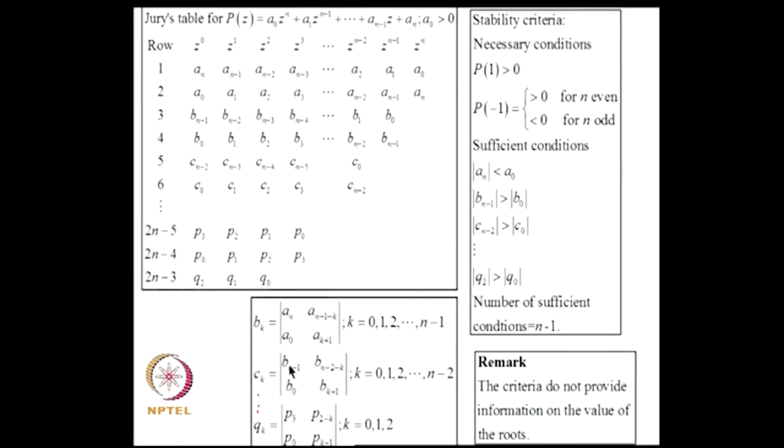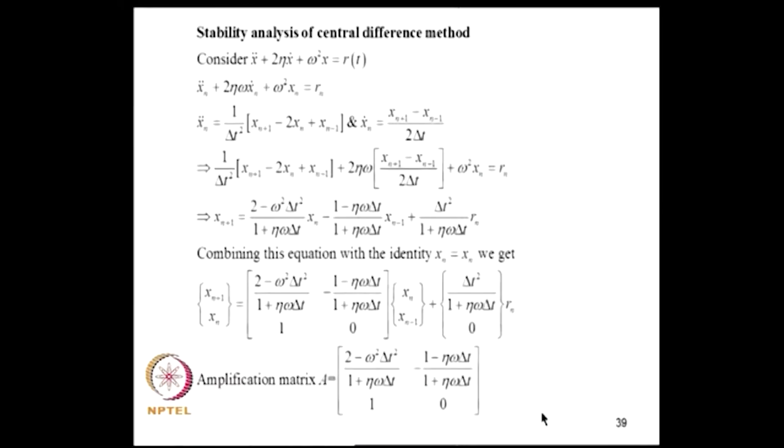So, from the given polynomial, the first step is to construct this table. Then the necessary conditions we have already seen: p of 1 greater than 0, and p of minus 1 greater than 0 for n even, otherwise less than 0 for n odd. The set of sufficient conditions is given by terms contained in this table, and they are listed here. The number of sufficient conditions is actually n minus 1. Now, the criteria do not provide information on the value of the roots. That means we are not finding the eigenvalues, but only checking whether the roots lie within the unit circle.